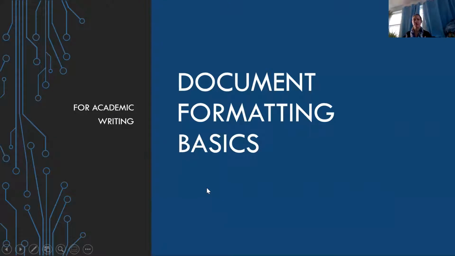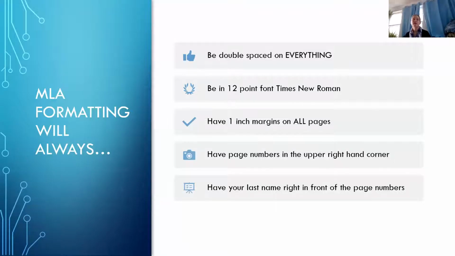So most professors will tell you if you are using MLA or APA. Whichever one you're expected to use, you're going to need to know how to manipulate the software to ensure that you're meeting the requirements for the font type, the margins, and the page numbers. MLA formatting will always be double-spaced, be in 12-point font Times New Roman, have 1-inch margins on all pages, have page numbers in the upper right-hand corner, and they will always have your last name in front of the page numbers.